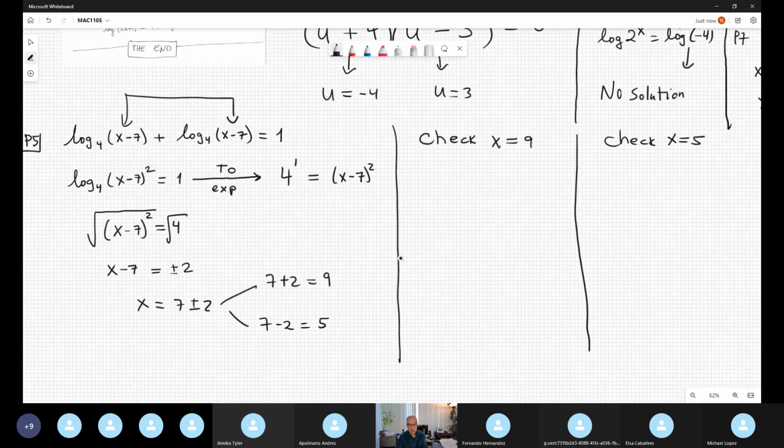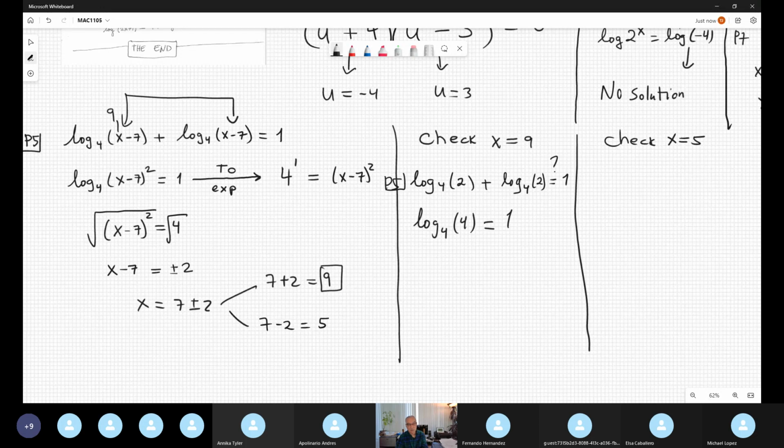I need to check in the original, right? So logarithm base 4 of 9 minus 7, which is 2. So I'm plugging in 9 here, and 9 minus 7 is 2, plus logarithm base 4 of 2 again, should be 1. It's obviously true because when you apply property number 5, you have logarithm base 4 of 2 times 2 gets 4. And you know very well that when the base of the logarithm and the argument coincide, the answer is 1.